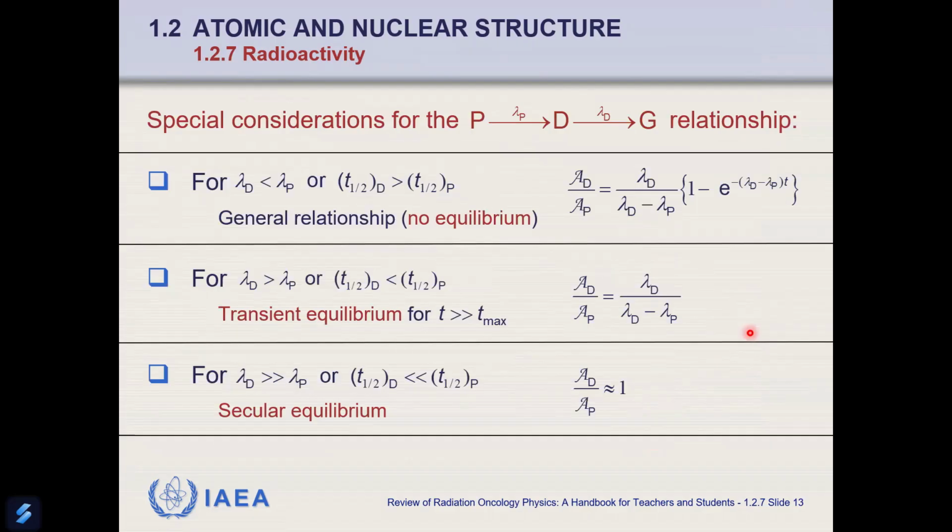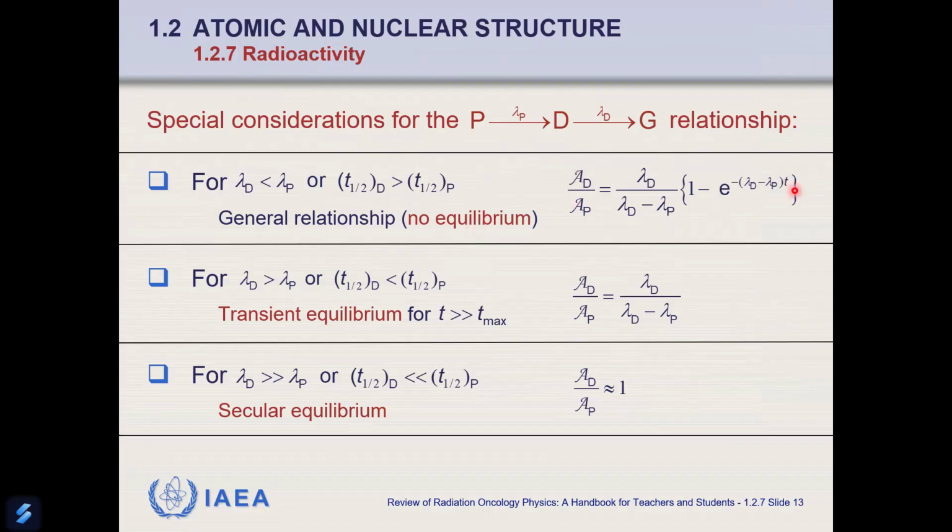Now we have three special considerations for this type of decay. The first case is when the half-life, you can discuss this in terms of the half-life or the decay constant. You know the two are inversely proportional. So when we say the daughter decay constant is less than the parent, the half-life would be vice versa. If it is less here, it will be more here. So the first case is when the daughter half-life is greater than the parent. In this case, there is no equilibrium at all.